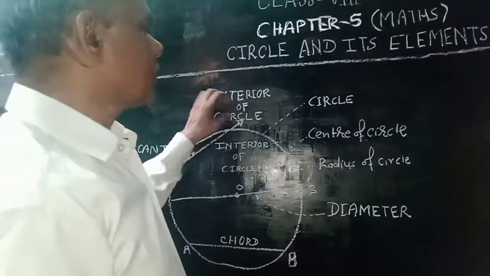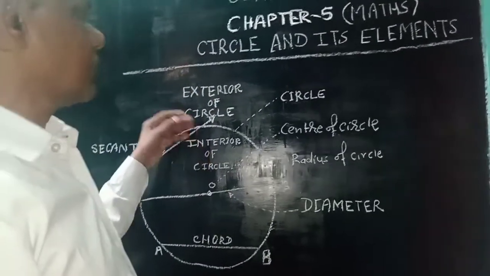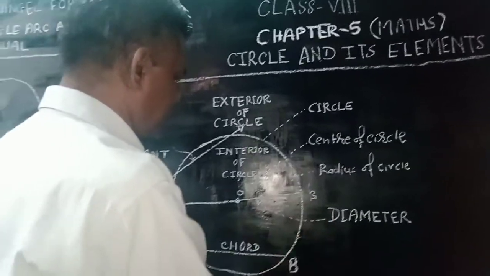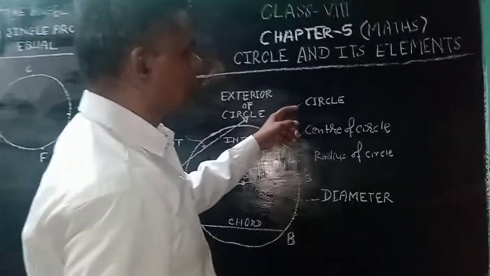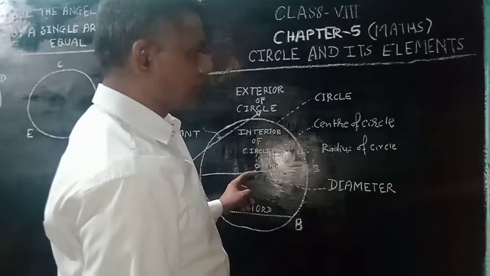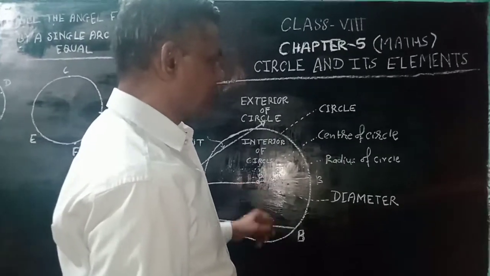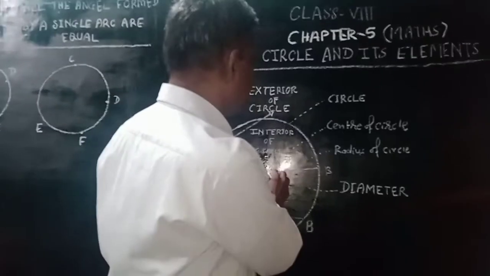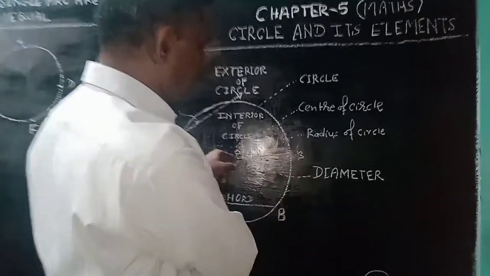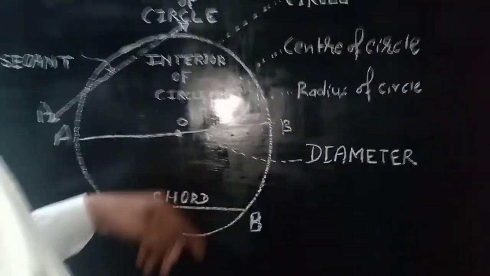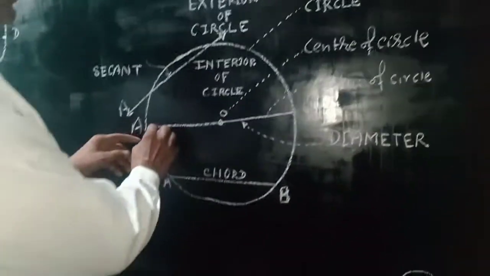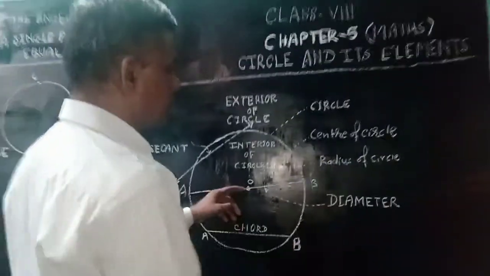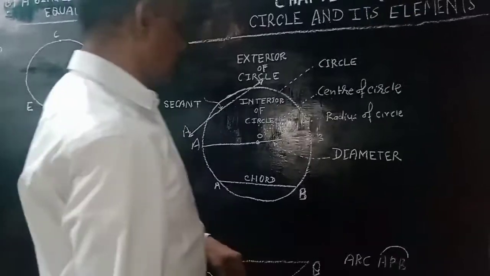And the exterior, the outside portion of the circle, is known as the exterior of the circle. This boundary, the circular part, is known as the circle. The middle point of this circle is known as the center of the circle. So this is called the center of the circle. The distance from the center to any point of the circle is known as the radius of the circle. And the line segment between 2 points of the circle passing through the center is known as the diameter of the circle.